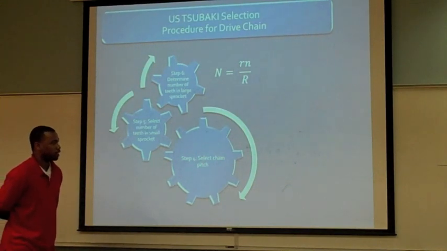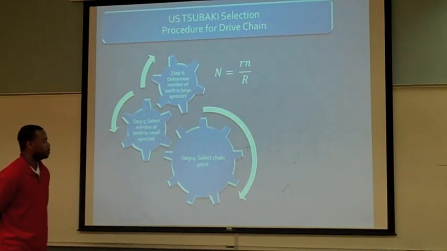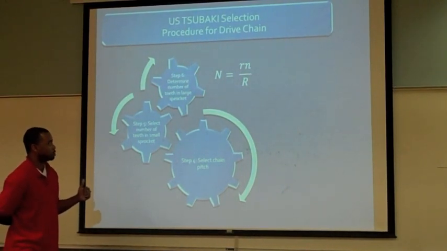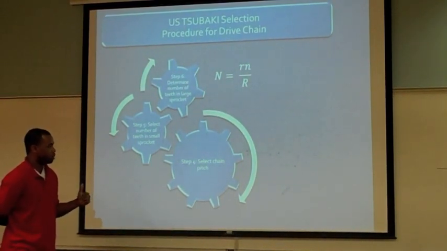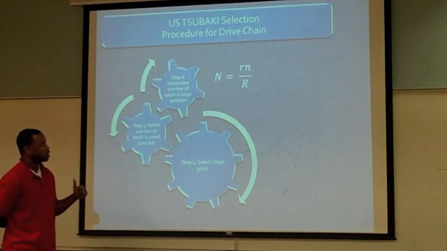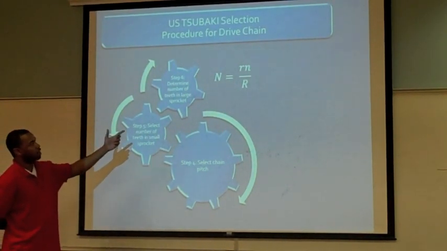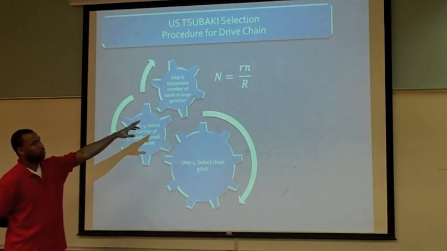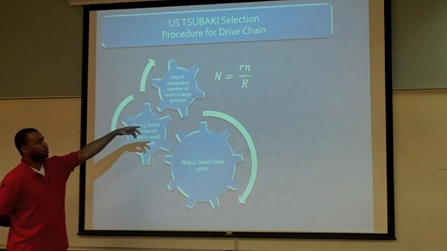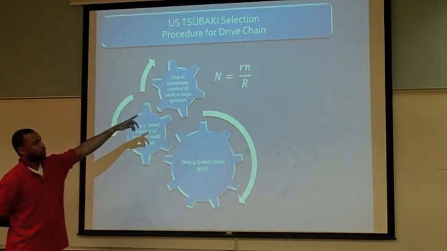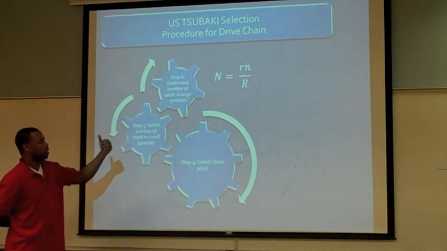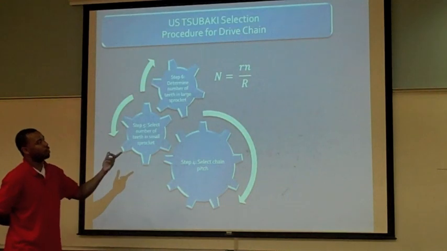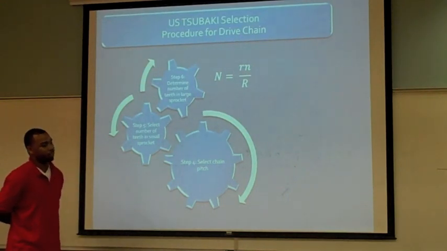Step 4, select chain pitch. Once you have your chain pitch, you can then go to step 5 and select the number of teeth in the small sprocket. Once you have your chain pitch and the number of teeth in the small sprocket, you can then go to step 6 and calculate the number of teeth in your large sprocket using this equation above, in which capital N is the number of teeth in the large sprocket, lowercase r is the RPM in the small sprocket, lowercase n is the number of teeth in the small sprocket, and capital R is the RPM in the large sprocket.